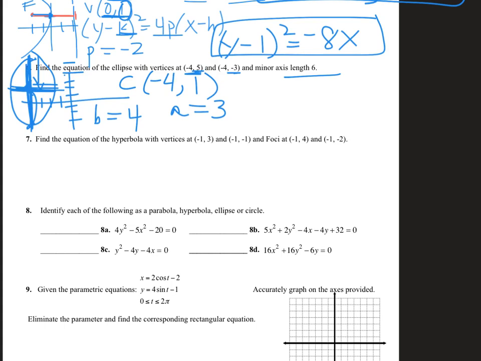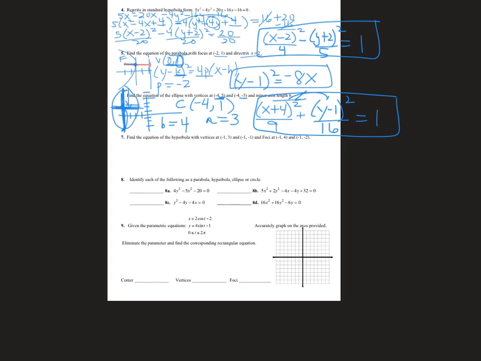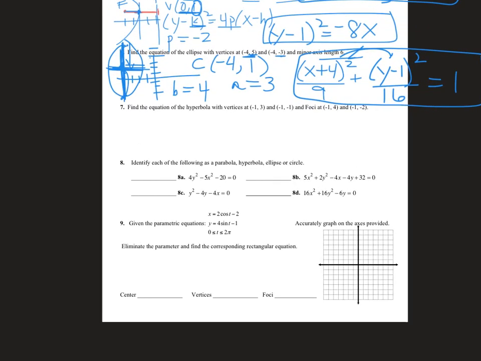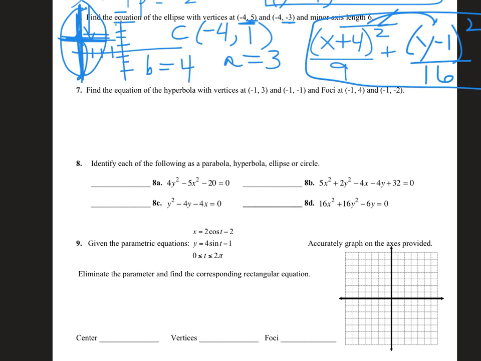Now remember, with an ellipse, we always just put x first. So we're going to go (x + 4)² over a², which is 9, plus (y - 1)² over 16 equals 1. There we go. Now it doesn't matter if you had these switched, that would be fine too. Usually just x goes first for ellipses. But for hyperbolas, it matters which one goes first because it's minus in the middle.